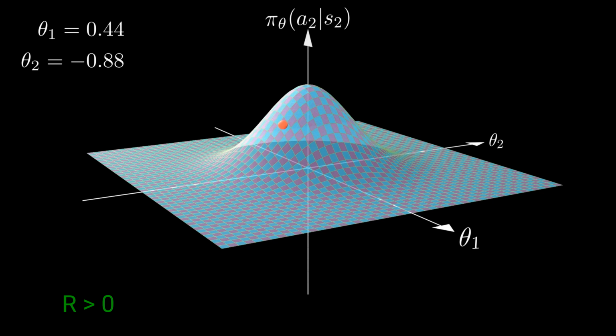So when the reward is positive, we go up the mountain. When it's 0, we just don't make an update. And when it's negative, we go down the mountain, or shrink the probability.